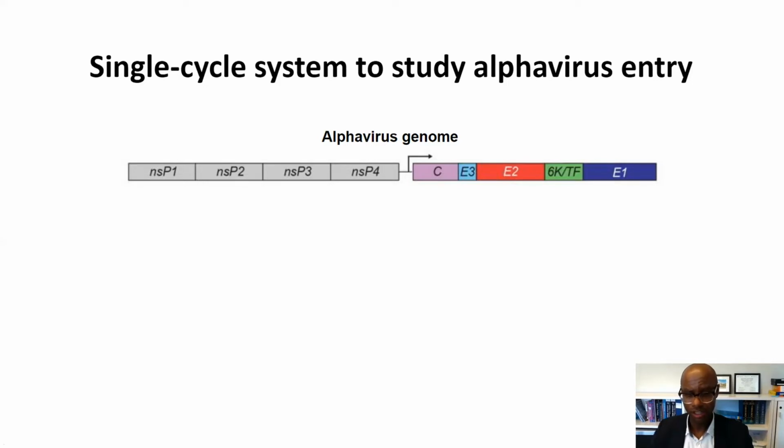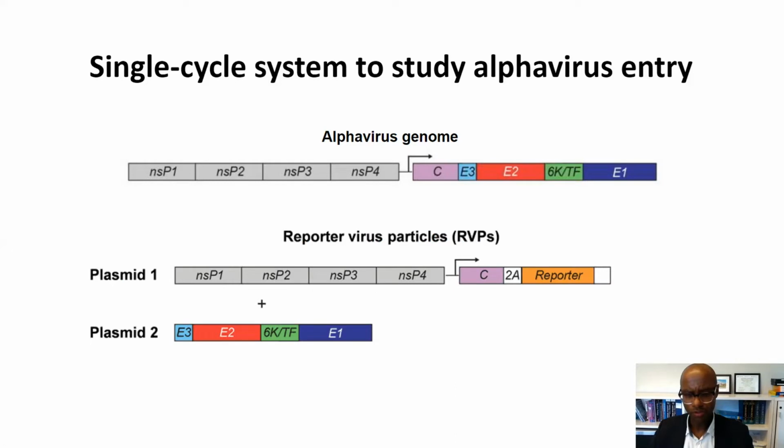The way we did this is we took the genome for an alphavirus that's actually a BSL-2 pathogen, Ross River virus. In this case, you can see that the genome is subdivided into 4 non-structural proteins, NSP1, 2, 3, and 4, as well as the structural proteins, in this case, capsid, E3, E2, 6K, TF, and E1. Hopefully, you can see that as a strategy, we're able to split this genome into 2 segments, one encoding a plasmid that has the genome, but whereby the glycoprotein has been deleted and replaced by a reporter that is downstream of a 2A peptide.